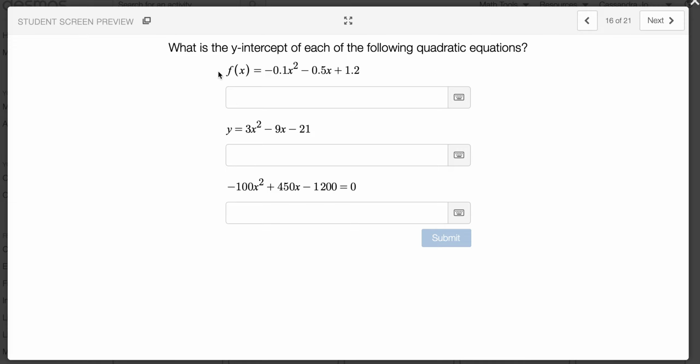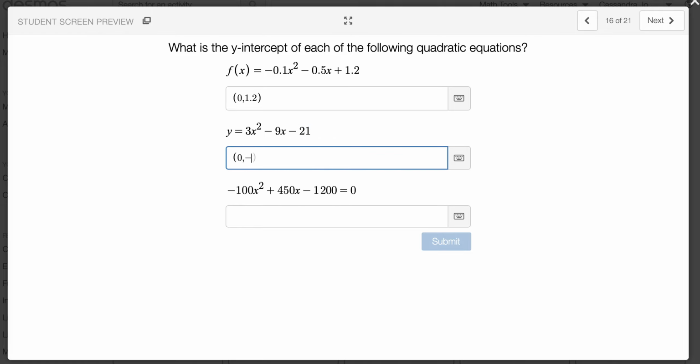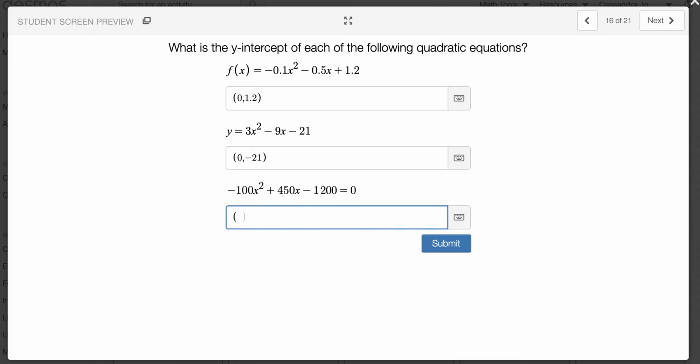Now for each of these, it'd be helpful if you paused it and wrote down the equations first, because we're going to identify the y-intercept of each. This first one, the constant is 1.2, so I want to write that as 0, comma, 1.2. My second one, the constant is minus 21, so 0, comma, minus 21. And this last one, my constant is negative 1200, so 0, comma, negative 1200.